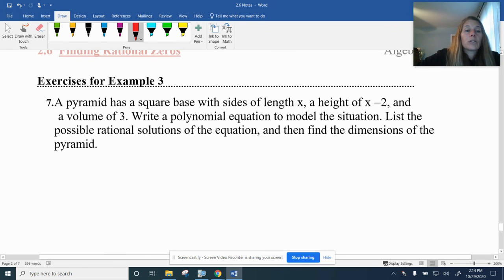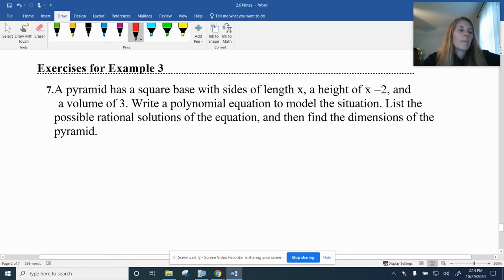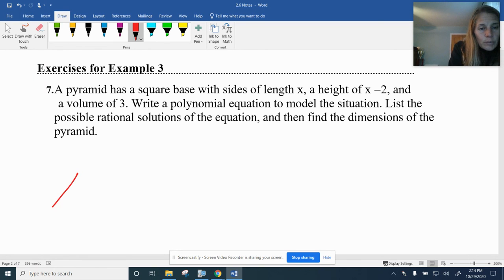Okay, on the last page, so we're going to do a pyramid problem. Now, I'm just going to try to do a rough sketch here because I think sometimes it helps when we have a visual. And I'm not the best artist, but hopefully you'll get the idea. Okay, so this is my pyramid.